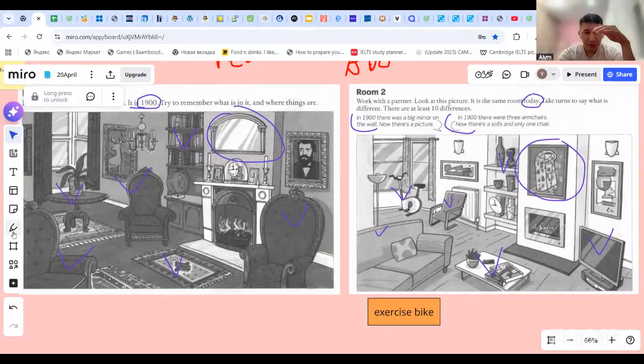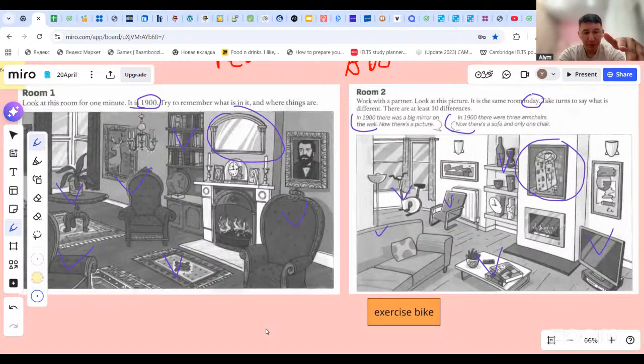In 1900s, there was a big fireplace on the wall, and now there is a small fireplace. There is, yes. Now there is a small fireplace. And how can you say under the mirror? Under the mirror. Yes. Okay. Under the picture. Yes, that's right. What about these things?